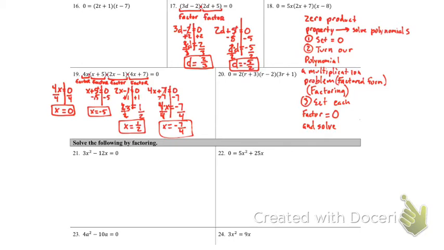Okay, let's jump to 21. In number 21, we're going to do the same process, but you'll notice the problem looks very different than these problems up here. Okay, these are in factored form. As you can see, this is not. We have addition and subtraction of stuff. Not everything's multiplying with each other. So this is called standard form. So we've got to turn standard form into factored form. Okay, so let's go ahead and go through these steps.